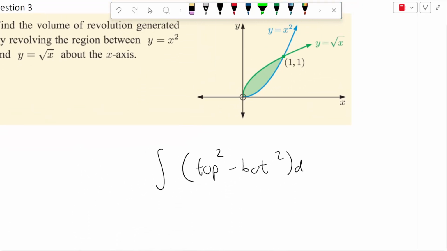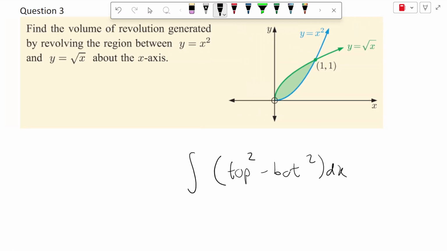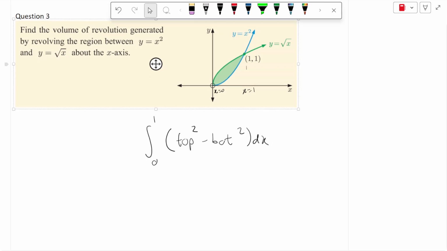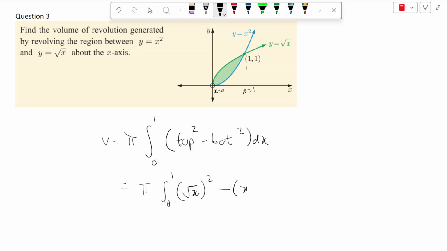And we're going around the x-axis, so dx. And then here we're going from 0 to 1, because x is 0 to x is 1. The function on the top is root x, and the function on the bottom is x squared. And I think we need a pi out the front. Okay, so this is pi, and then we're going to go from 0 to 1. Root x on the top, so we'll square that, and x squared on the bottom, so we'll square that.